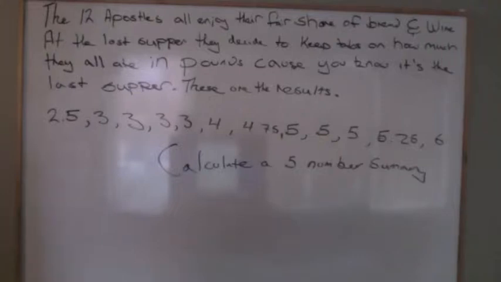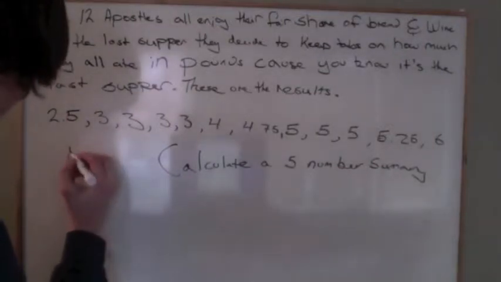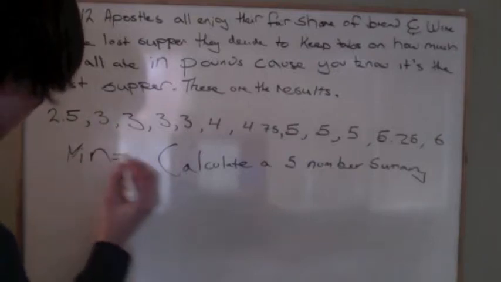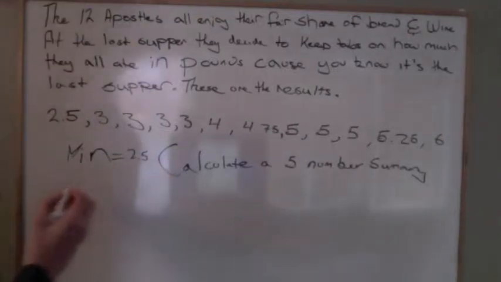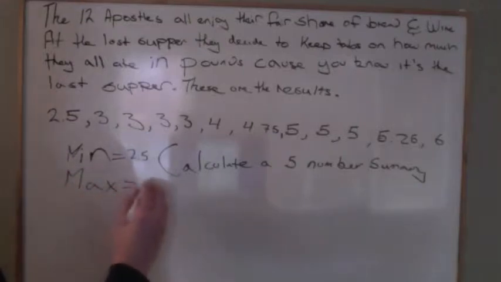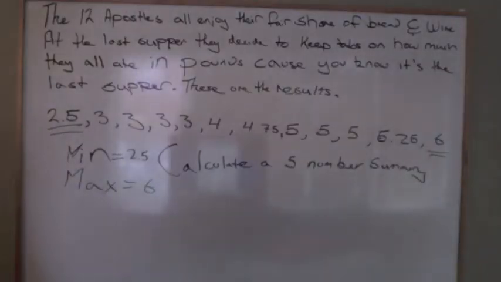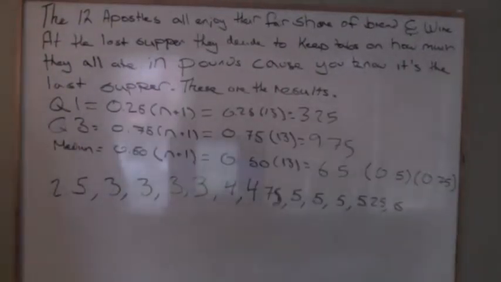But in reality, these 5 pieces of data are fairly easy to collect, 2 of them being the max and minimum, which are 2.5 for the minimum, and the max being 6. First and last number, see here and here. The other 3 numbers are the median, the quartile 1, and the quartile 3. I wrote down the formulas for finding quartile 1, quartile 3, and the median.